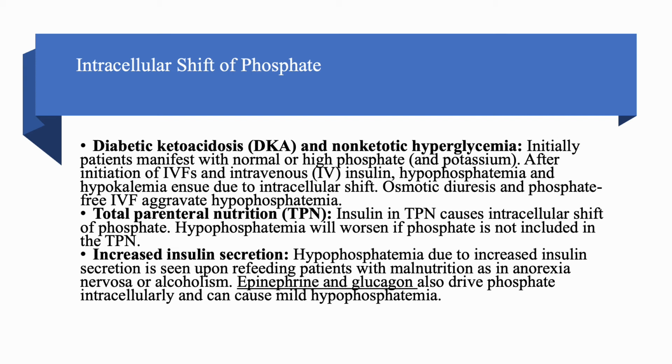If you have increased insulin secretion for whatever reason, you are going to have a shift of phosphate and potassium into the cells. You can see that upon refeeding of patients with malnutrition, like in alcoholism or anorexia nervosa. Now, I underlined here epinephrine and glucagon because they can cause a transient intracellular shift of phosphate. Recently, I saw a case and it was very interesting, and I told the physician who consulted me that the hypophosphatemia should improve once we don't have epinephrine on board, and that's exactly what happened. So it's an interesting cause to keep in mind.